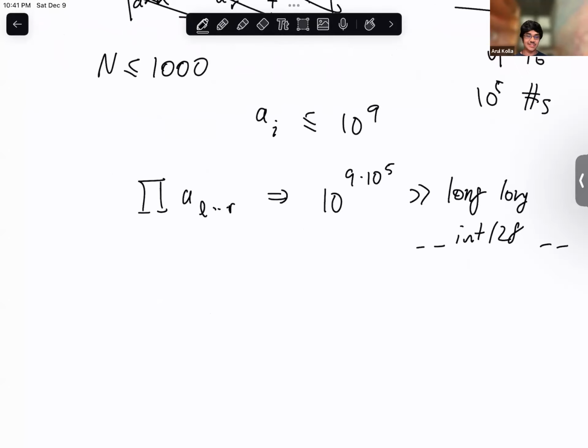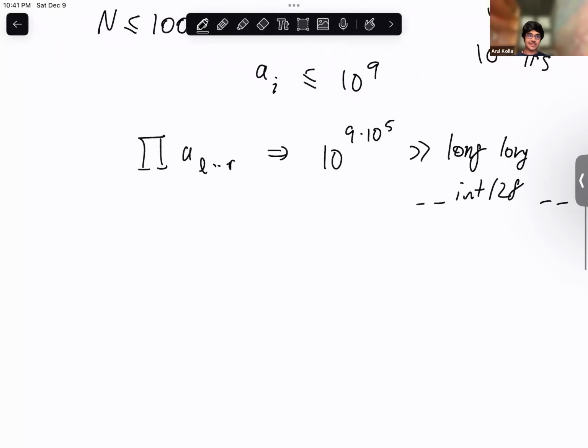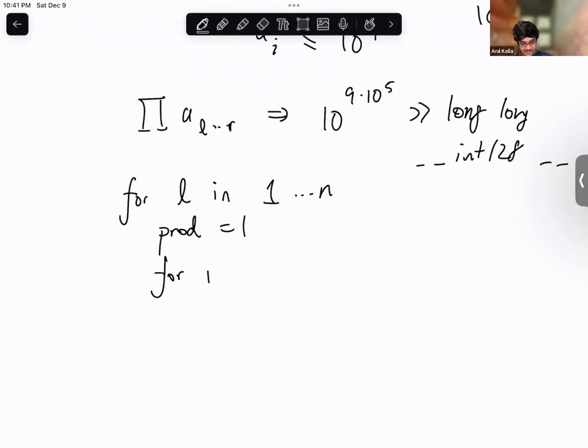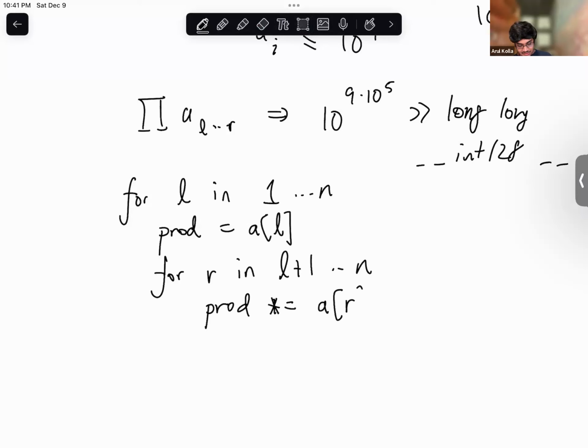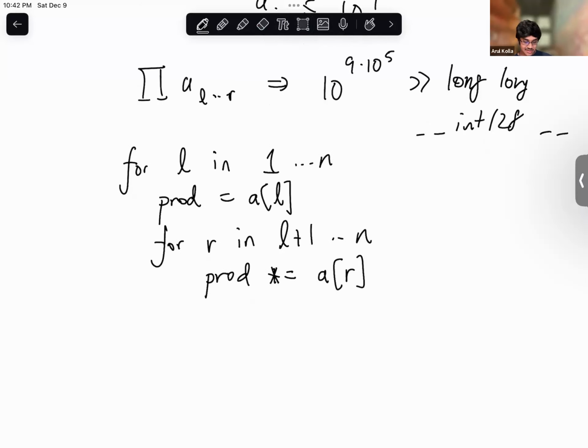So how would you do this if you're doing the brute force? Instead of calculating all the prefix products, you should just calculate it as you go. So what I mean is, for L in 1 to N, you should just keep track of the product here, right? So you say the product is 1, and then for R in L plus 1 to N, you should say product equals A[L], and then product times equals A[R], and then you should also calculate prefix sums.